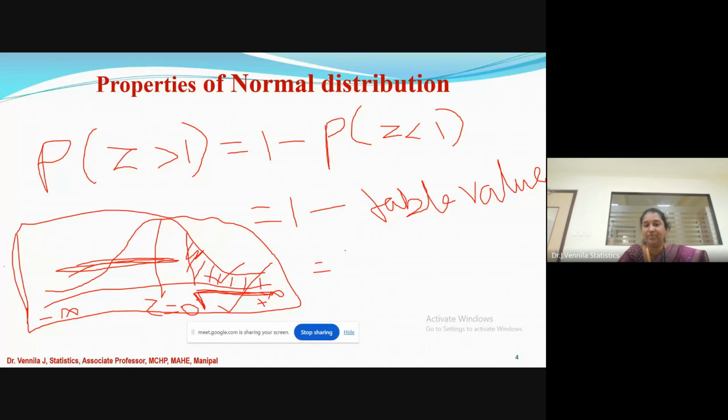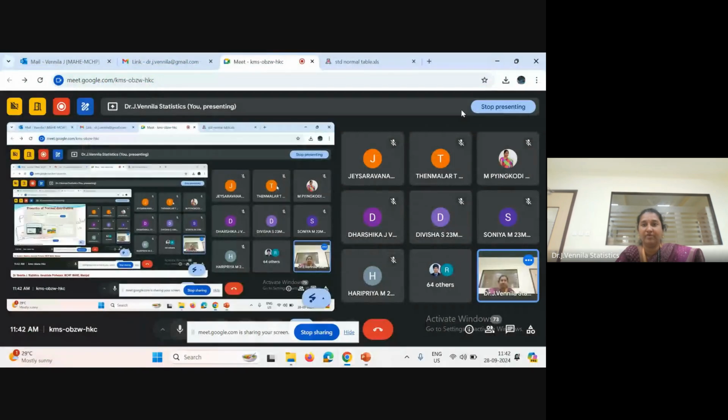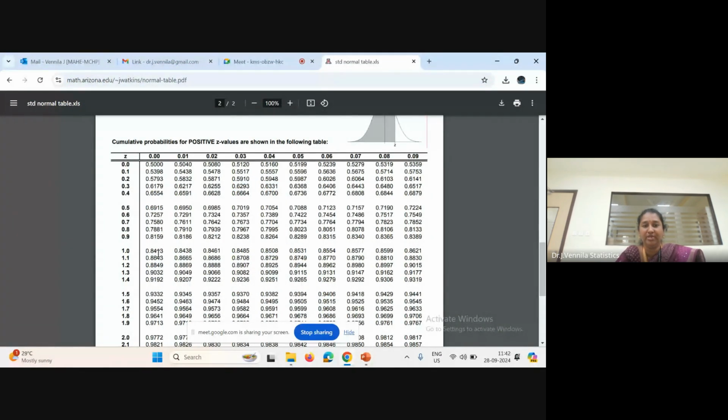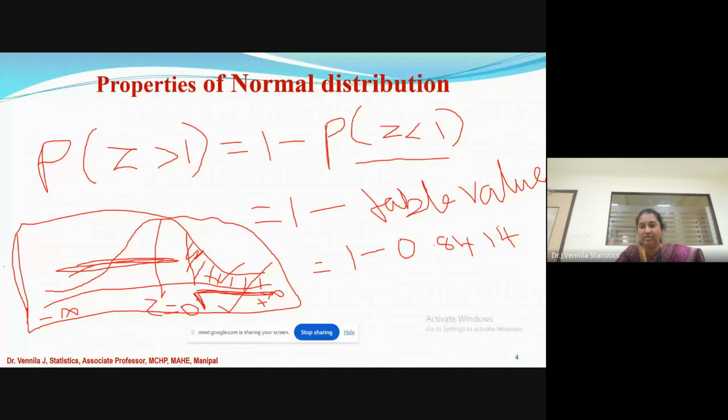We know that in the previous problem we have solved that. What is the table value? 1 minus the table value. The probability of Z less than 1 we solved in the previous problem, and we identified it from the table. Okay, it is 0.8413. You just subtract this, and what is the answer?